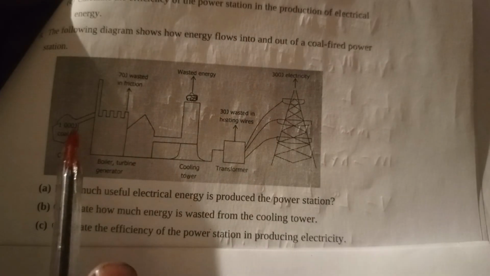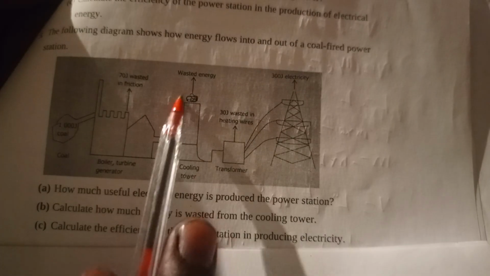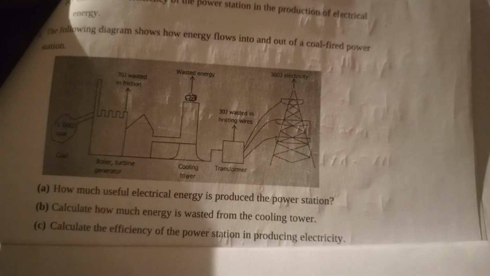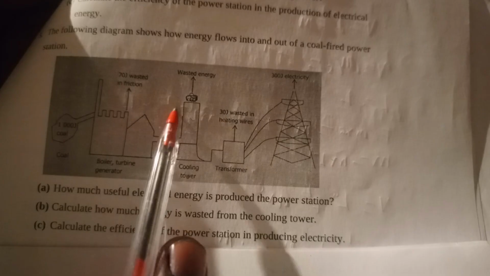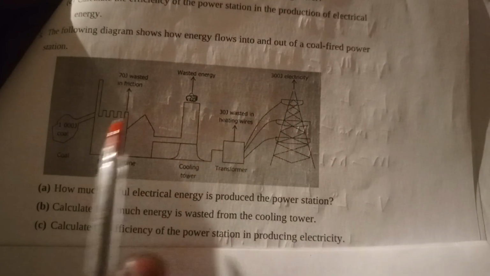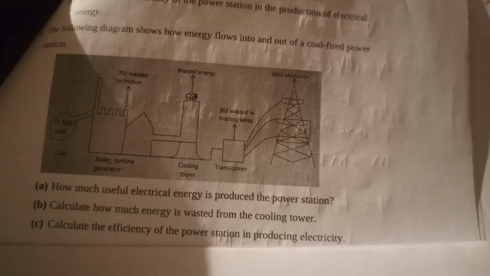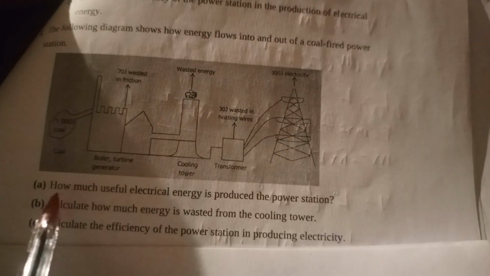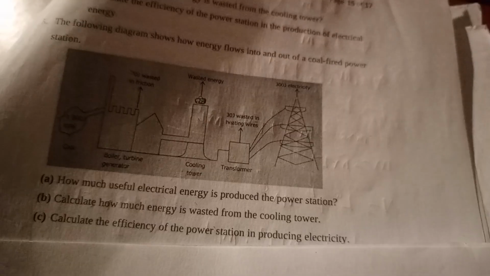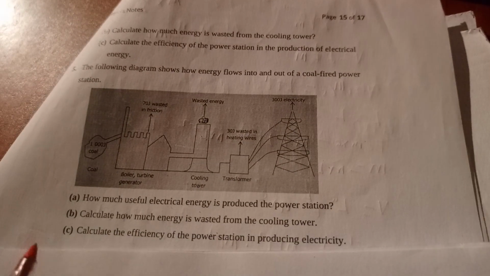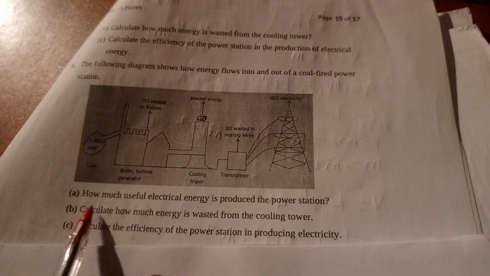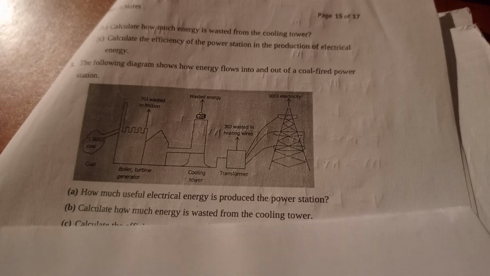Then we subtract from 1000 here, and we find the energy for this part. Because when you add everything, this plus this plus this plus this, we are going to get 1000 joules here. So now I'll go straight to the questions. Question A. I'll put the question A solution here.